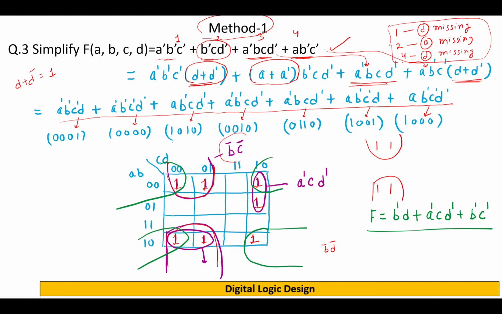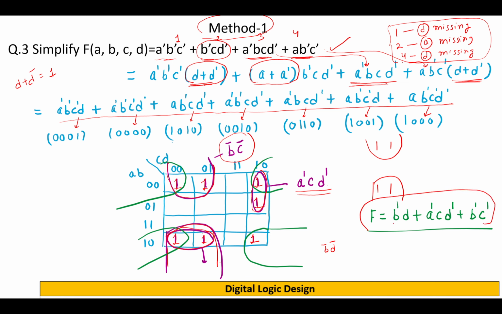So that means this expression is B bar C bar, and these two 1s come together. That means here we get A bar C D bar. Okay, and again these two 1s come together. So if you simplify all these functions, we get this function. So this is the one method.